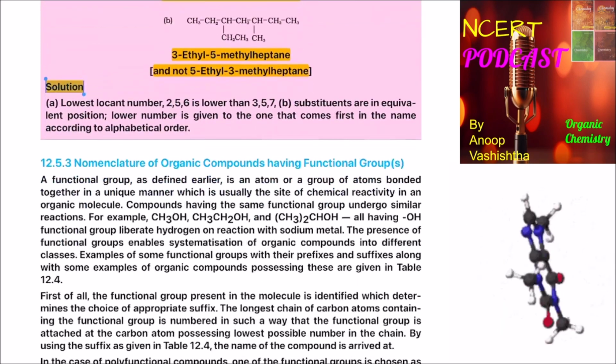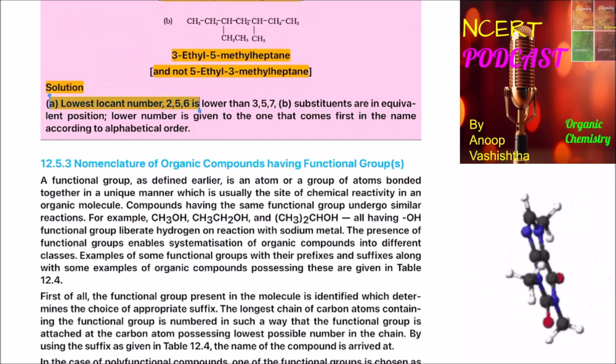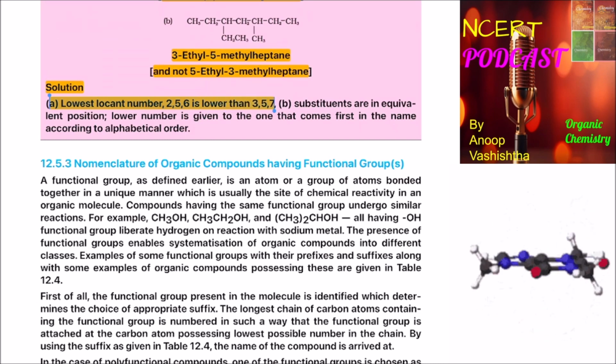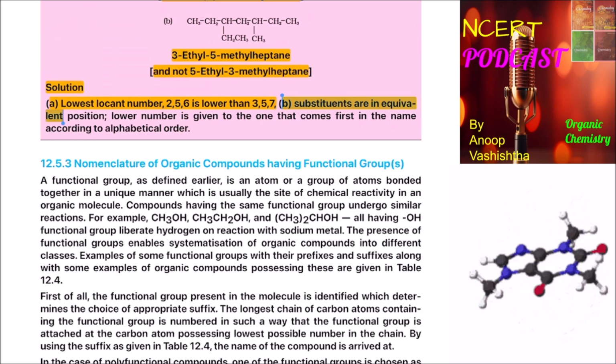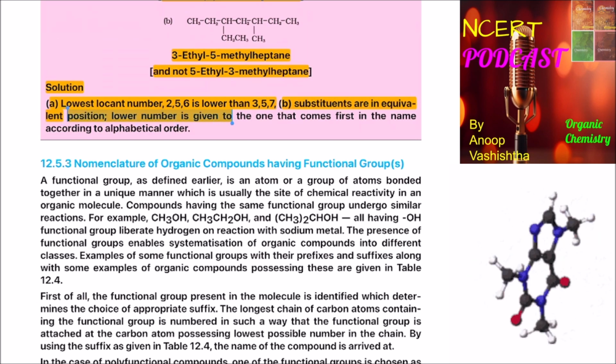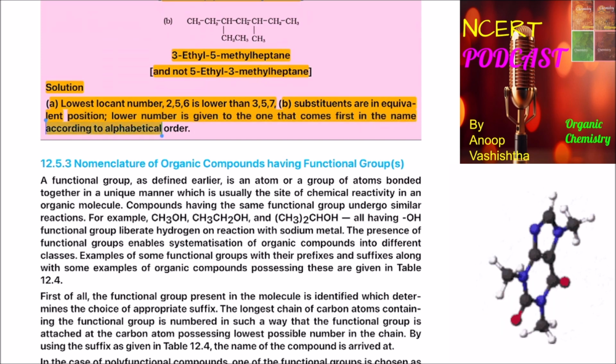Solution. A. Lowest locant number 256 is lower than 357. B. Substituents are in equivalent position. Lower number is given to the one that comes first in the name according to the alphabetical order.